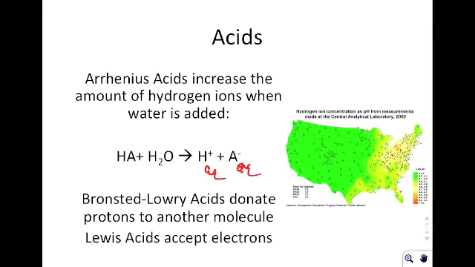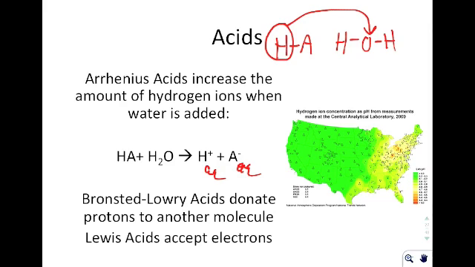So the first thing we need to really look at is the idea of what is a Bronsted-Lowry acid. A Bronsted-Lowry acid is where something actually takes its hydrogen and it donates its proton. This right here is a Bronsted-Lowry acid because it gives its proton to something else. Not just there's a free proton, but it's actually giving its proton to water.